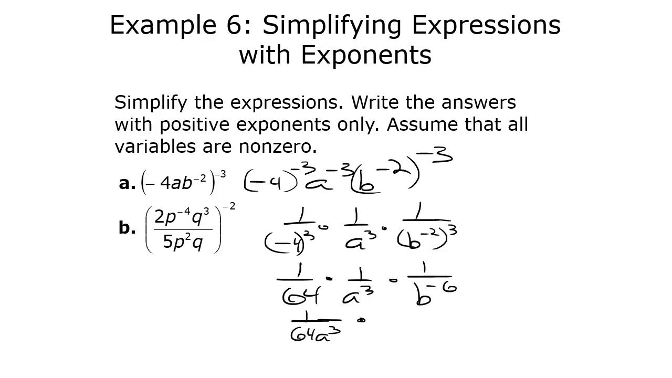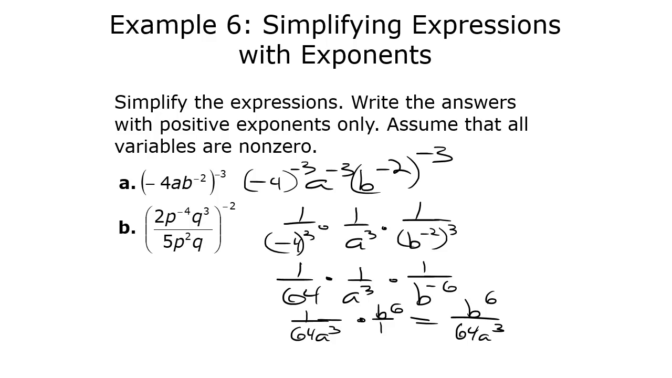And then this one, remember, if we got a negative, it pops up here. Just b to the 6th over 1. And so the whole thing is b to the 6th over 64a cubed. Whew! A lot of junk to do that.